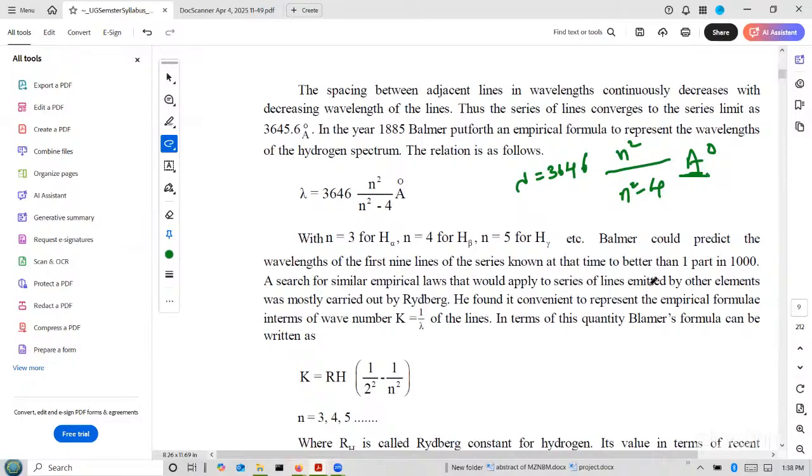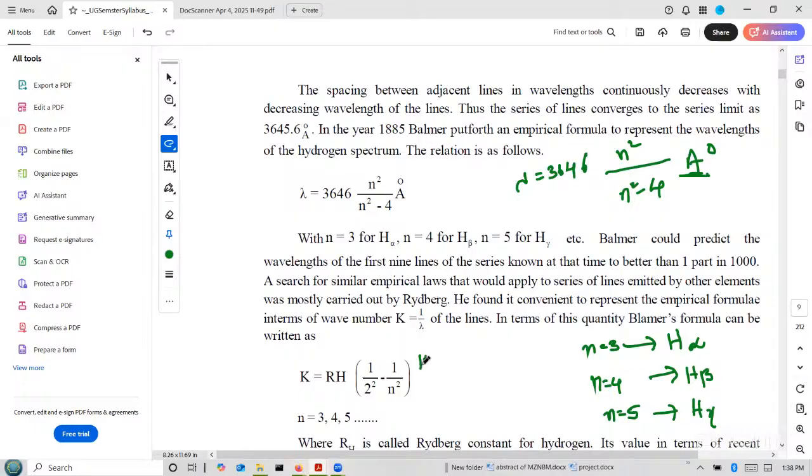Angstrom we are measuring. Suppose if n equal to 3, whatever the spectrum line we have is called H alpha. If n equal to 4, whatever the spectrum line, it is H beta. If n equal to 5, whatever the spectrum line is there, this is gamma. For this, the Balmer formula is given.